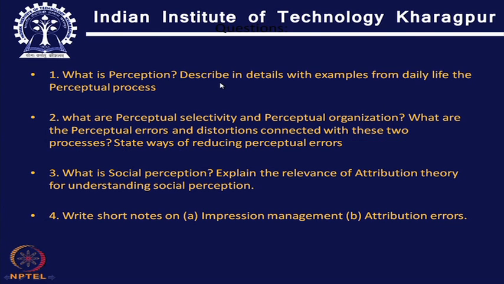Coming to questions, continuing from the earlier chapter: What is perception? Describe in detail with examples from daily life the perceptual process. What are perceptual selectivity and perceptual organization? What are the perceptual errors and distortions connected with these two processes? State ways of reducing perceptual errors. What is social perception? Relevance of attribution theory for understanding social perception. Short notes on impression management, attribution error.